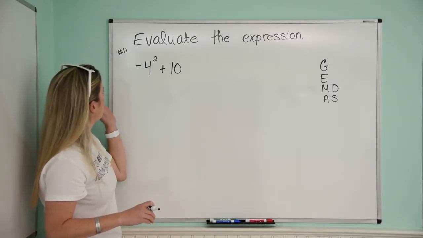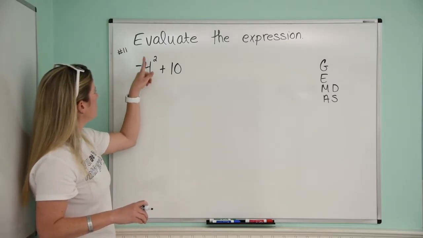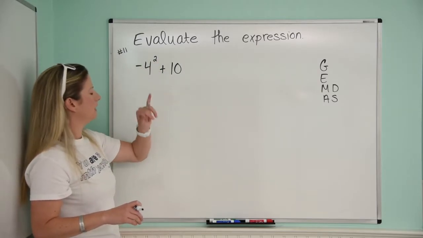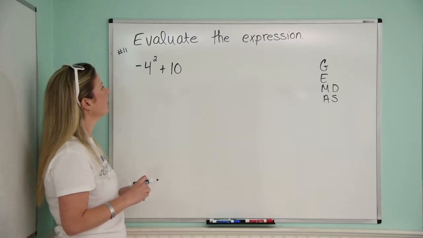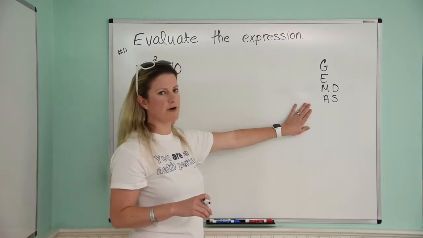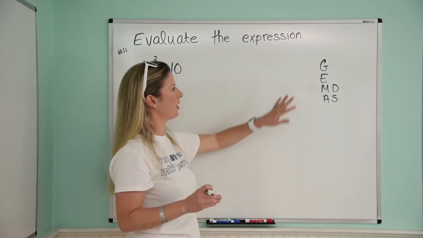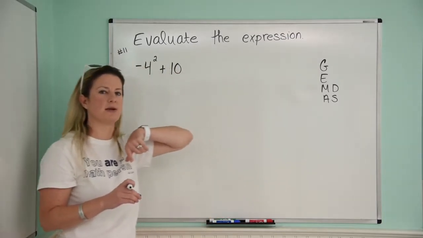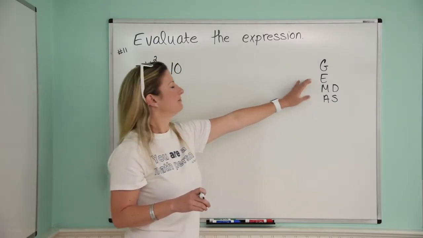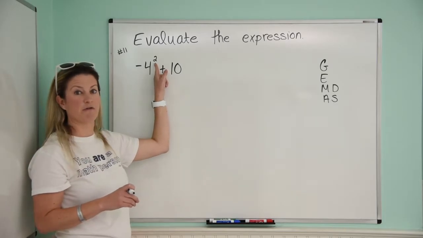All right, so evaluate the opposite of 4 squared plus 10, okay, or negative 4 squared plus 10, okay? All right, so like I said in other videos, we go straight to our order of operations and just check everything off. It's a very organized way to do it. Do I see any grouping symbols? No. Do I see any exponents? Yes. So that has to go first.